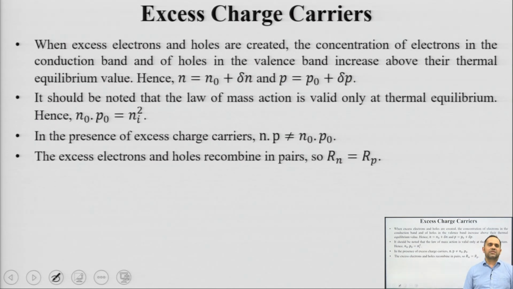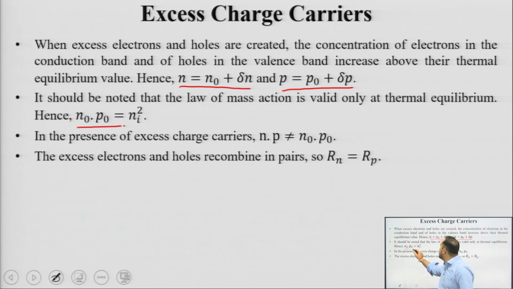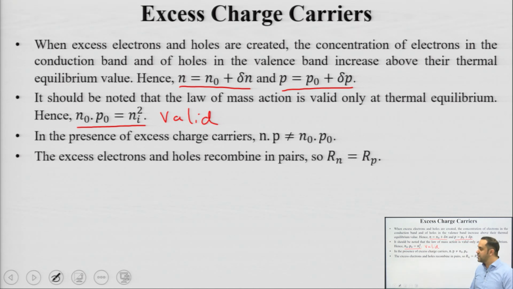When excess carriers are generated, the concentration of electrons in the conduction band goes up above the equilibrium level and the concentration of holes in the valence band also goes up above the equilibrium level. So, the net total electron concentration is equilibrium plus excess, and the net hole concentration is equilibrium value plus excess. The law of mass action is only valid at thermal equilibrium, that is n naught times p naught equals n i square. At equilibrium n is equal to n naught and p is equal to p naught, but when excess charge carriers are present, then n times p may not be equal to n naught p naught.